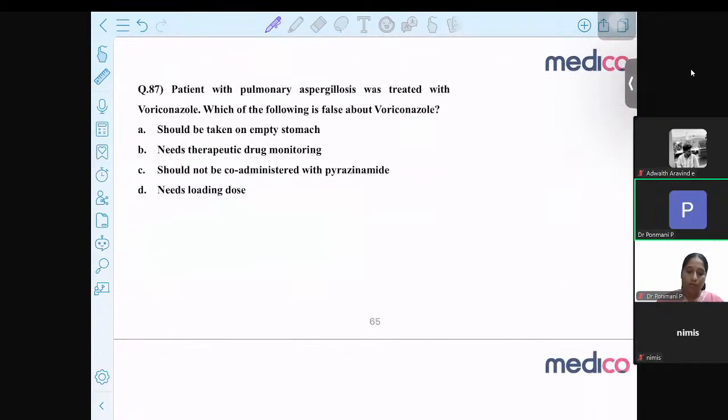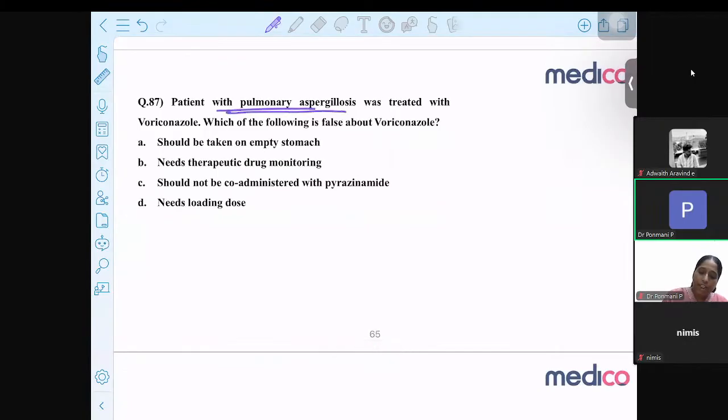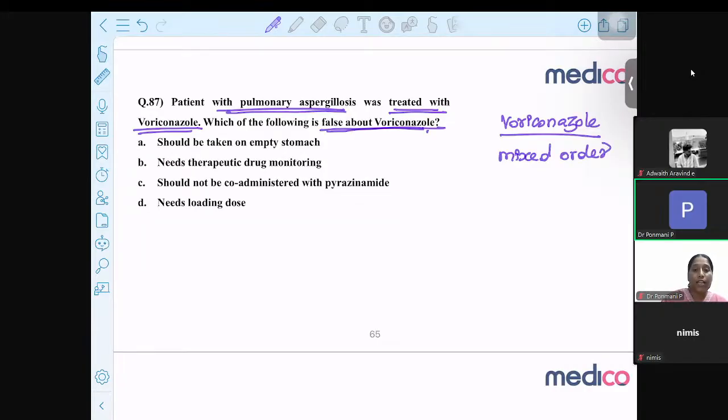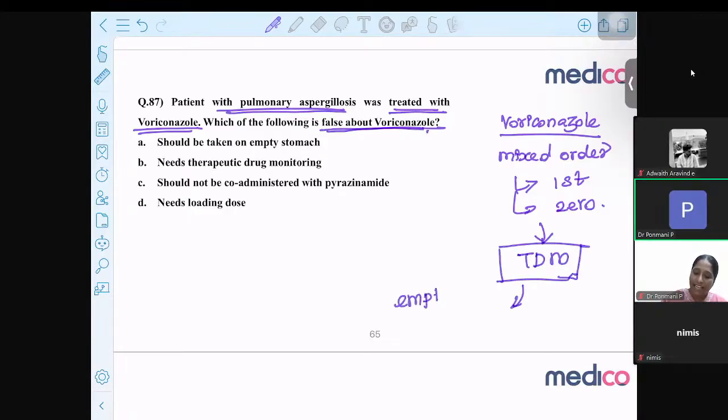Okay. Now, a patient with pulmonary aspergillosis was treated with voriconazole. Okay, which is false about voriconazole? So this voriconazole is a drug which follows mixed order kinetics similar to phenytoin. What is mixed order? That means, as I said, in lower doses, it follows first order. And when you increase the dose, it follows zero order kinetics. So in this kind of thing, what is necessary? You need to monitor the blood levels. So TDM is needed for this. Okay. And this is better absorbed on an empty stomach.